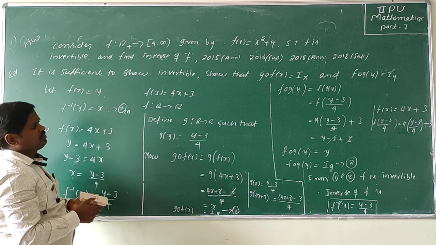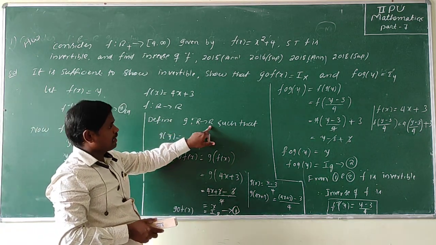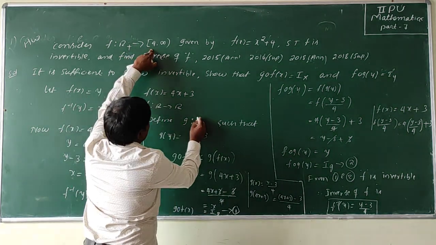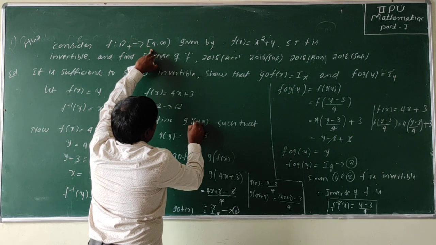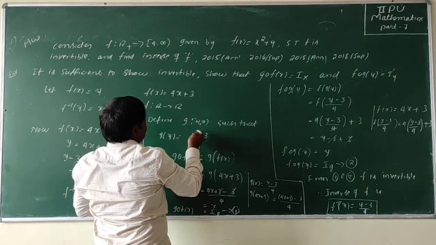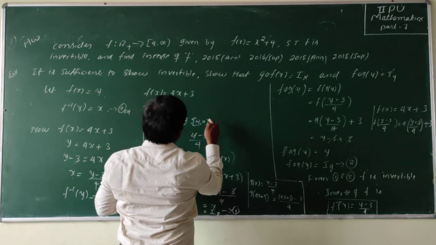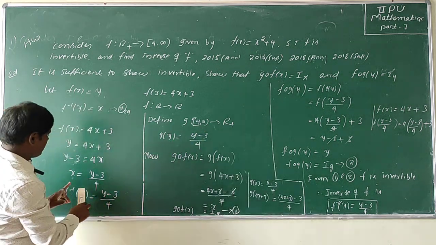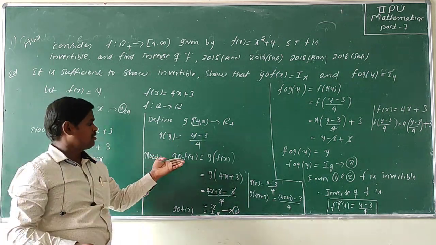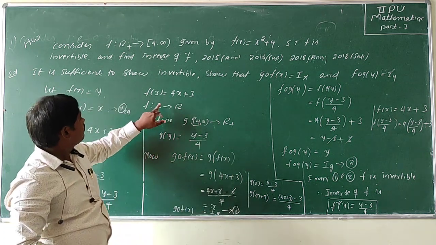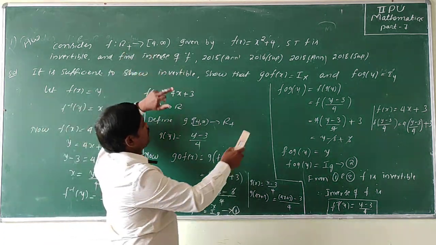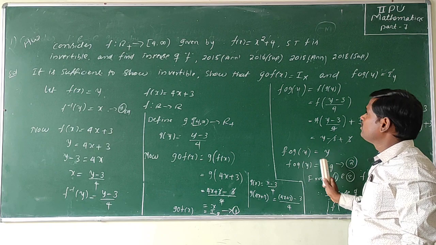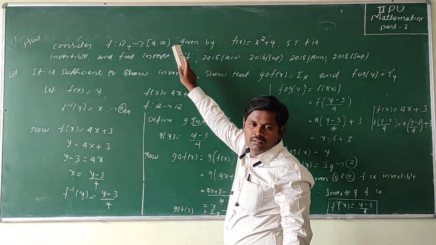Define g as the function from 4 comma infinity to r plus, the reverse. So we define g and show that g is invertible. Show that g circle f of x is the identity function of r plus, and f circle g of y is equal to the identity function of 4 comma infinity. Okay, thank you.